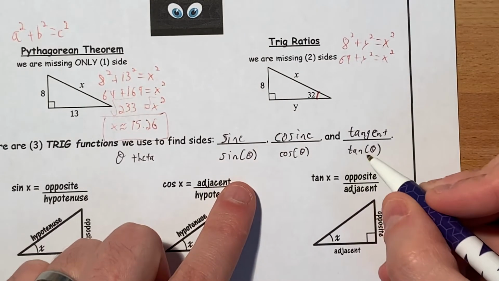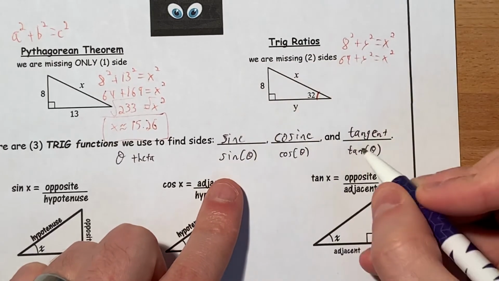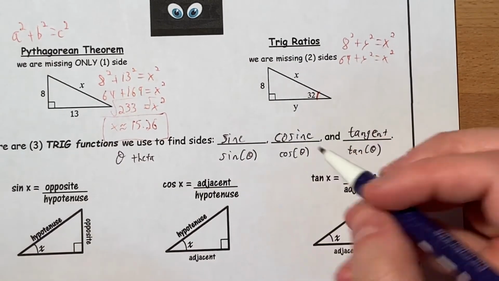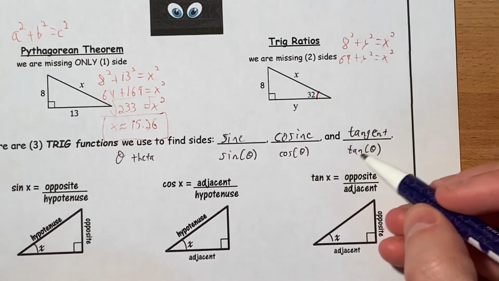This does not say tan, cos, and sin. It is sine, cosine, and tangent. So make sure when you are saying them out loud, you are saying sine instead of sin, cosine instead of cos, and tangent instead of tan.